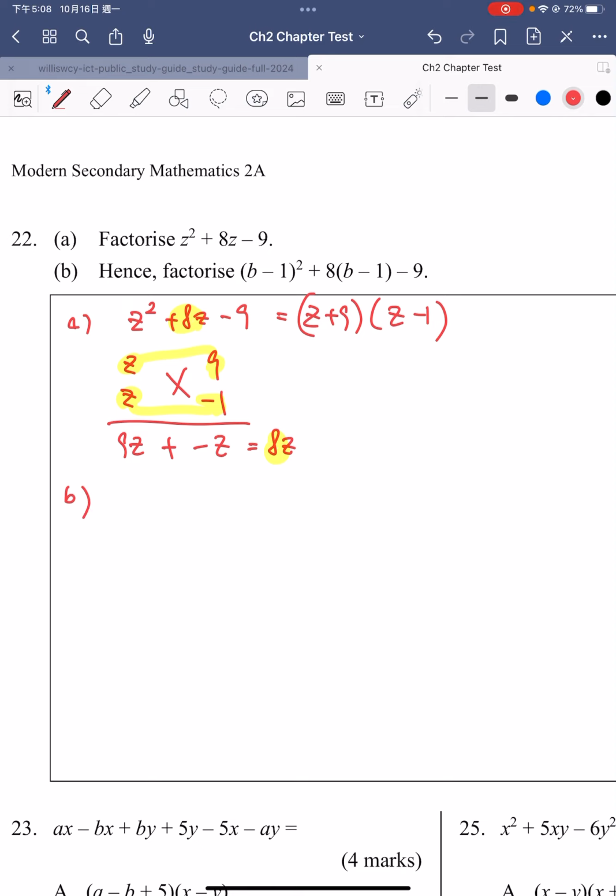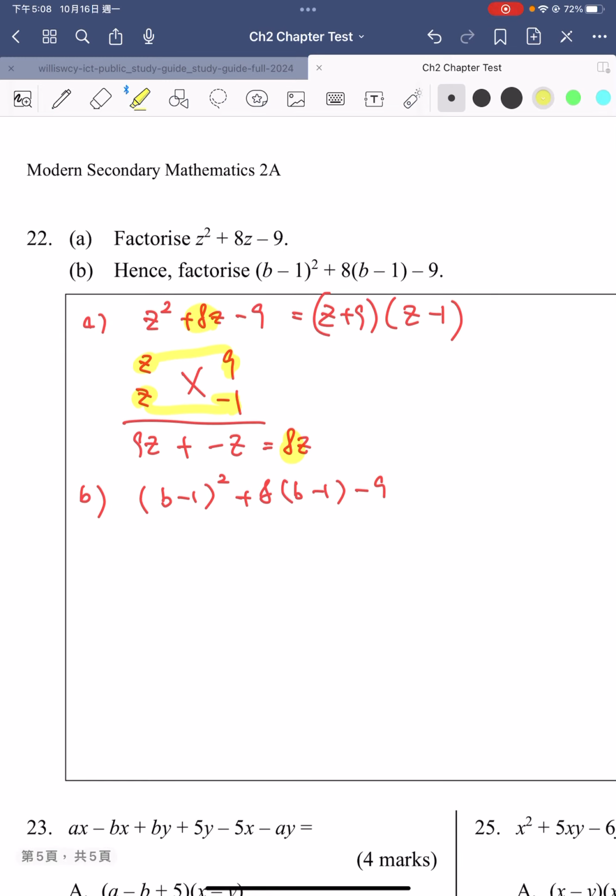So for question B, it looks very hard: b minus 1 squared plus 8 times b minus 1 minus 9. So first of all, the question is giving the hint that the z is equal to b minus 1. So we set this one first. So we let the z is equal to b minus 1. Then we can change this b minus 1 to be z, this b minus 1 to be z as well. So we change it to be z.